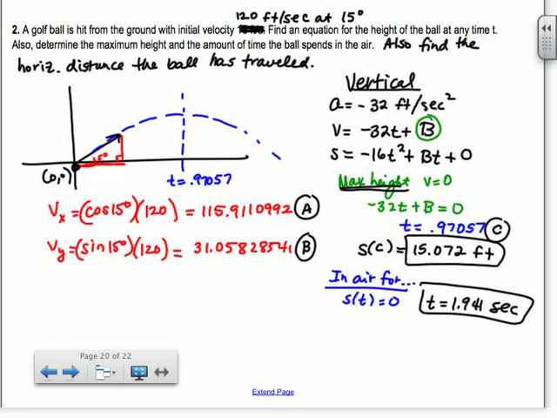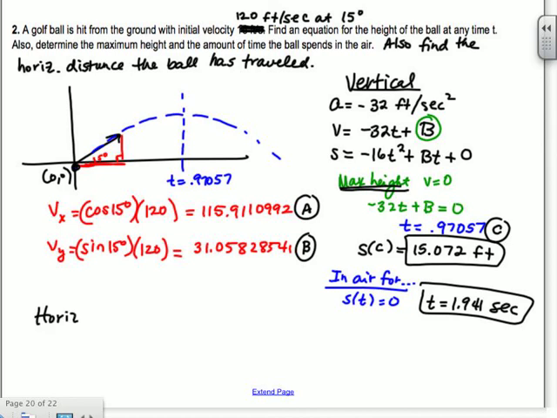Okay, and then the last thing we asked is the horizontal distance the ball has traveled. So we need our horizontal components. Our acceleration is 0. Our velocity is going to be 0t plus our vx velocity, so it's going to be a. I'll circle it so that you know that's a stored value. And s is equal to a times t plus 0, because the horizontal place we started was 0, right?